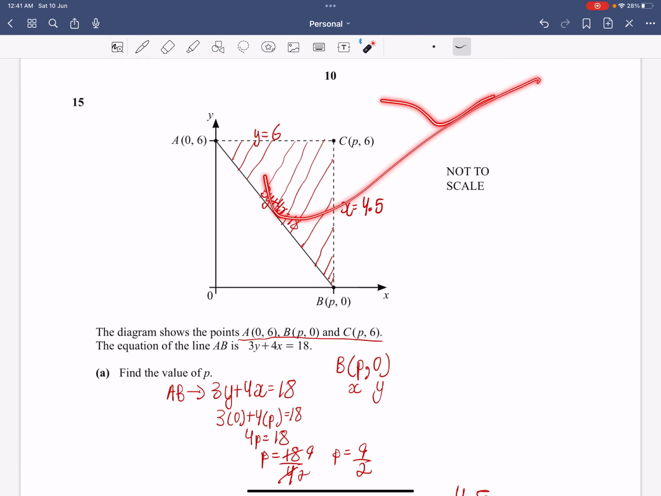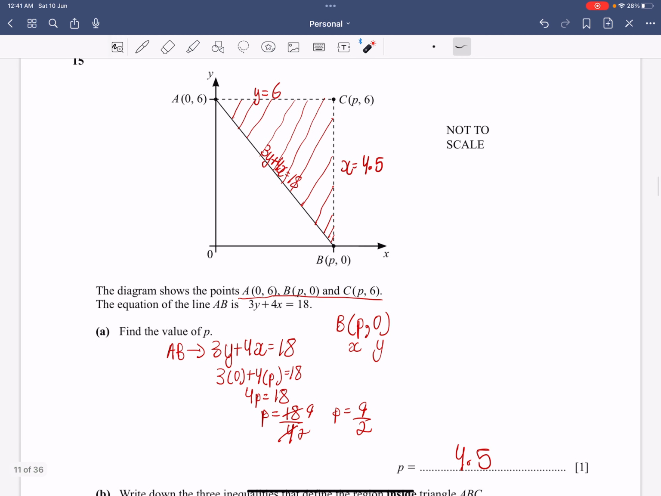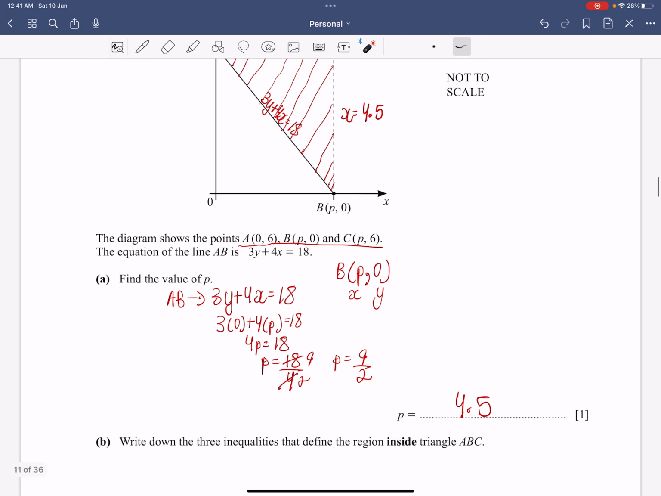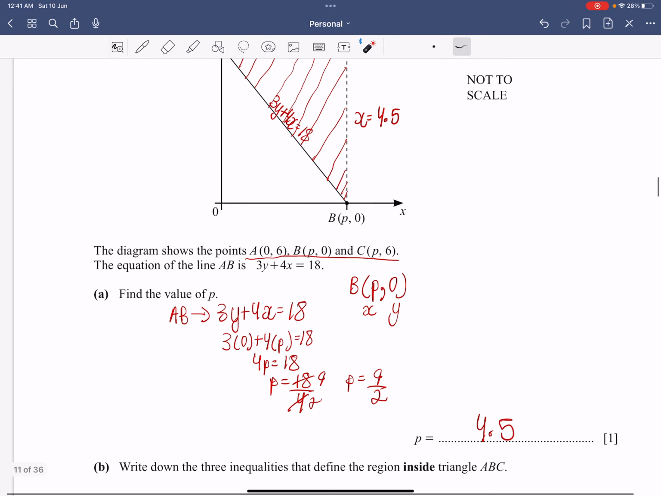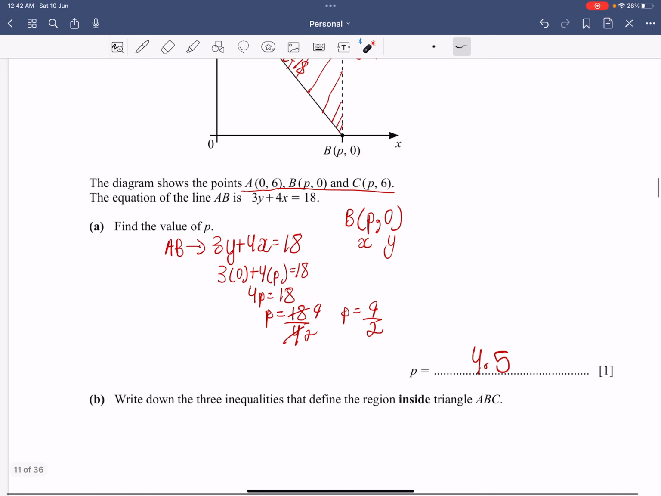This is important. This comes in every single paper. The diagram shows the points A (0,6), B (p,0), and C (p,6). The equation of the line AB is already given to us. Find the value of p. So what we'll be doing is we'll substitute the values of x and y, where x is p and y is 0. So 3 times 0 is 0, and 4p is equal to 18, and p will be 9 upon 2. 9 upon 2 is actually 4.5.